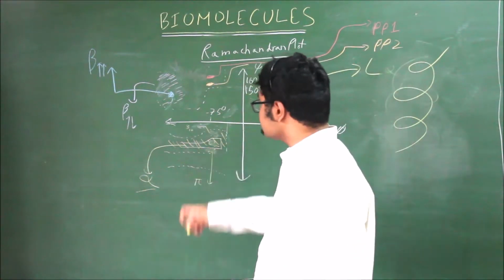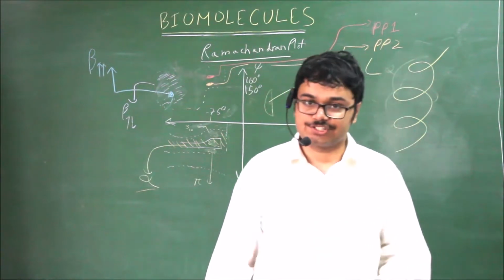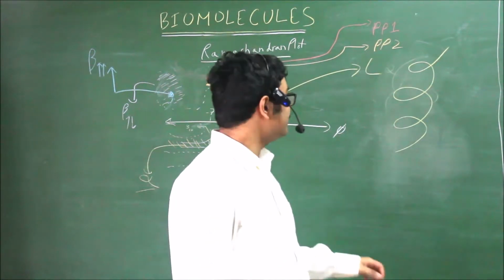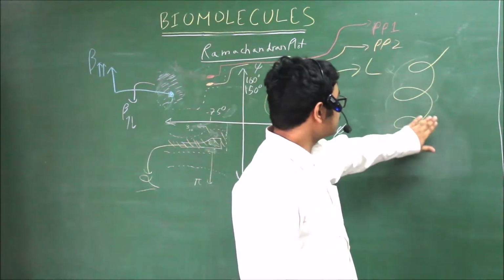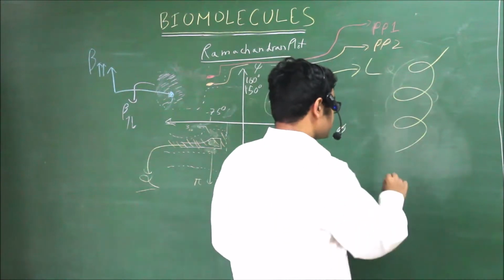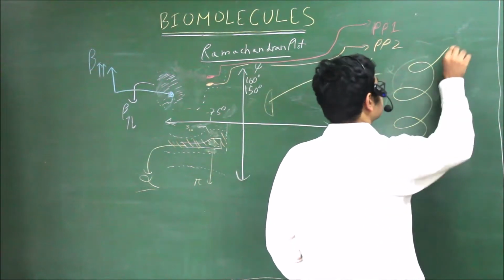So let's take one of these various regions of the plot and analyze its behavior in detail. This is the right-handed helical region. The most common example is an alpha helix. We'll cover a few other examples as well. So what happens over here is that you have this right-handed helix. You can see it's right-handed, right? So if this is the N terminus, this is the C terminus.